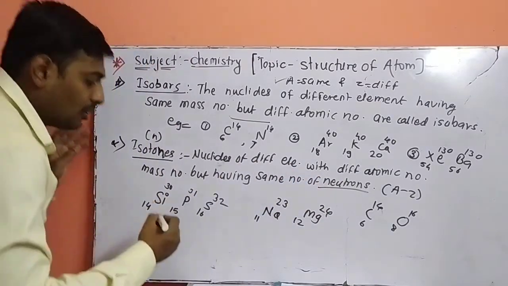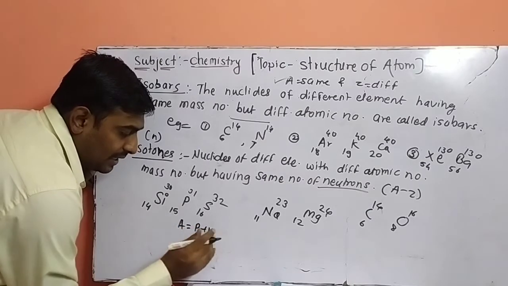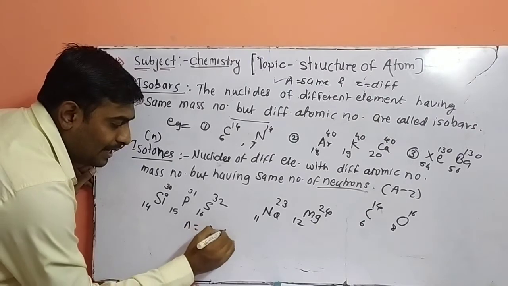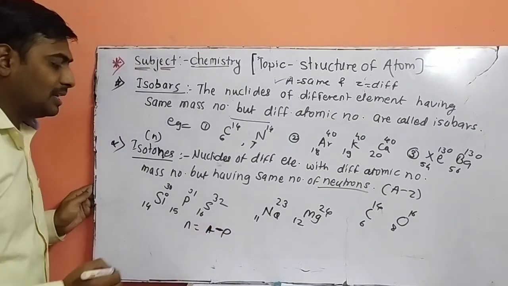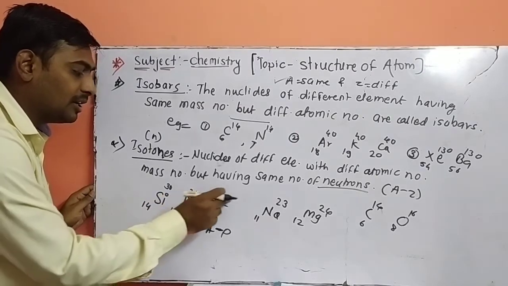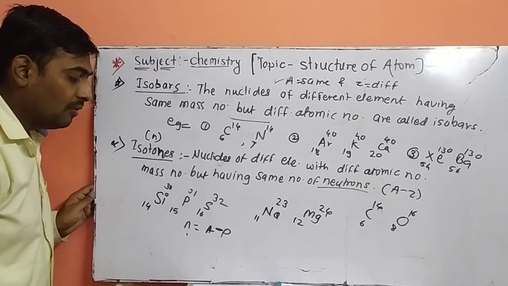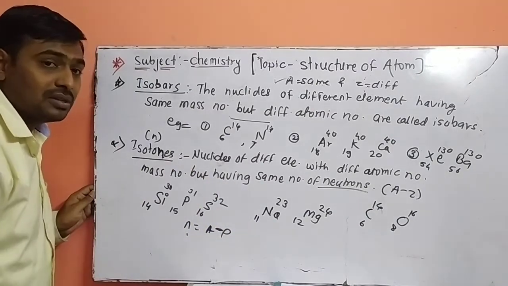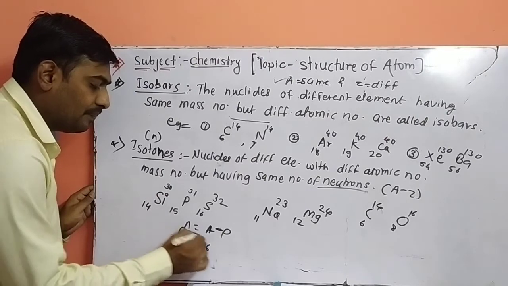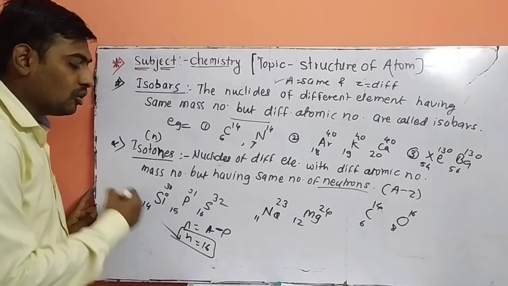So what is the formula to calculate neutrons? A is equal to P plus N, and N is called A minus P. If you calculate 30 minus 14, 31 minus 15, 32 minus 16, the N value will be the same. The N value will be 16 for all these species, so the neutrons are the same.